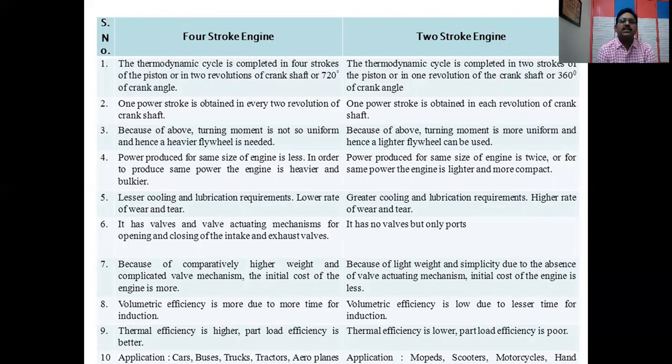In the four-stroke engine, the thermodynamic cycle is completed in 4 strokes of the piston, or in 2 revolutions of the crankshaft. In the two-stroke engine, the thermodynamic cycle is completed in 2 strokes of the piston, in 1 revolution of the crankshaft.